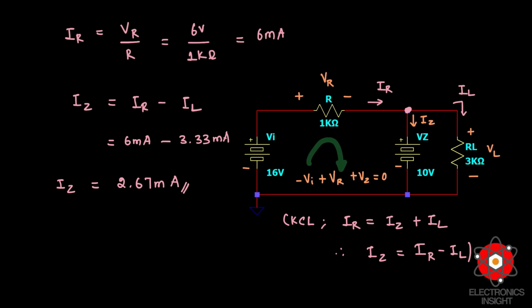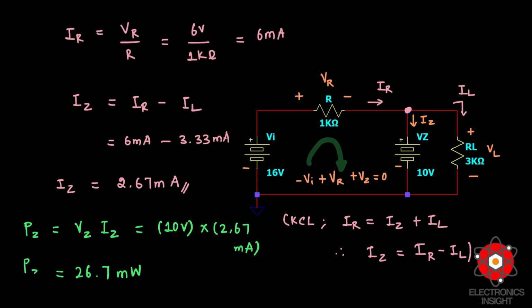And finally, the power dissipated by the Zener diode that we need to calculate, PZ is equal to VZ into IZ, where VZ was 10 volt into 2.67 milliamps, which is going to give us 26.7 milliwatts is the power dissipated by the Zener diode, which is actually less when compared to the specified maximum Zener diode power rating of 30 milliwatts. So this also we should verify when we complete the problem.